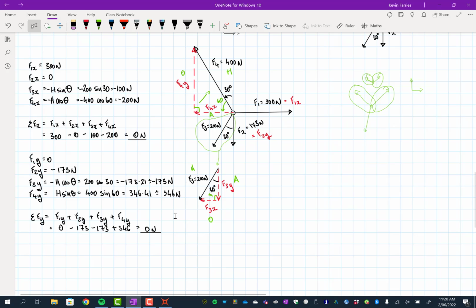Okay, so the question was asking, is the particle in static equilibrium? The particle is in static equilibrium.